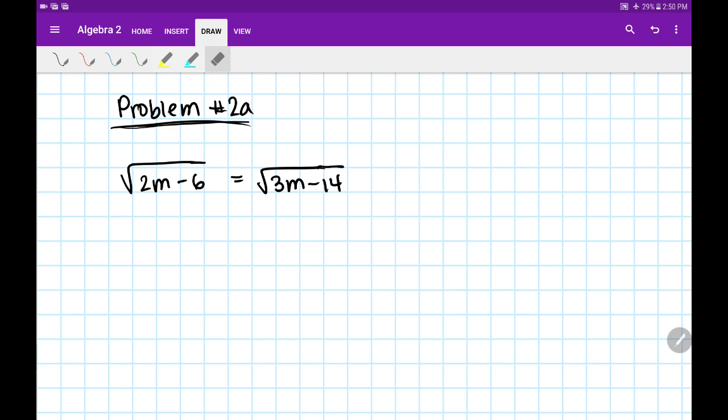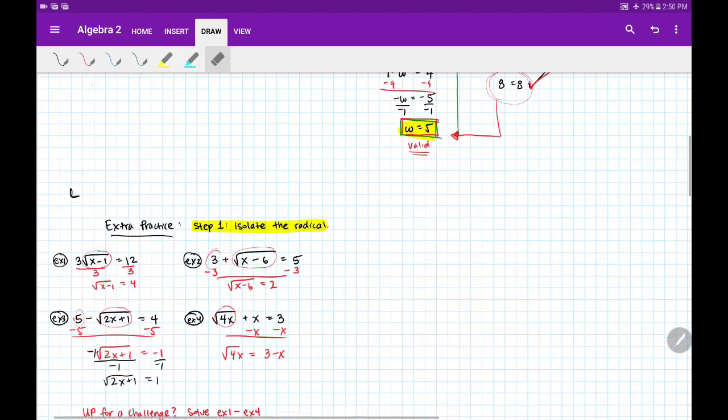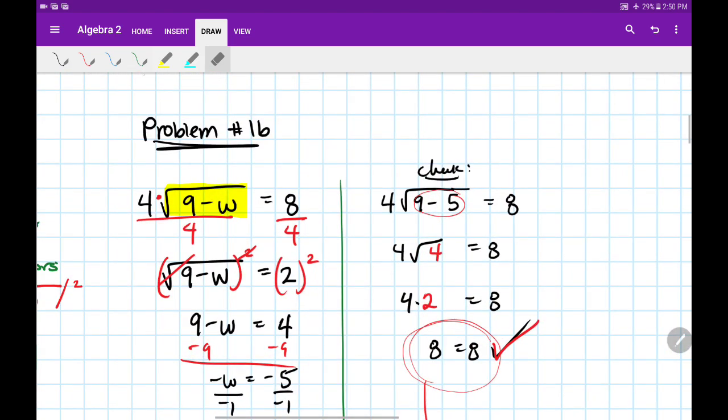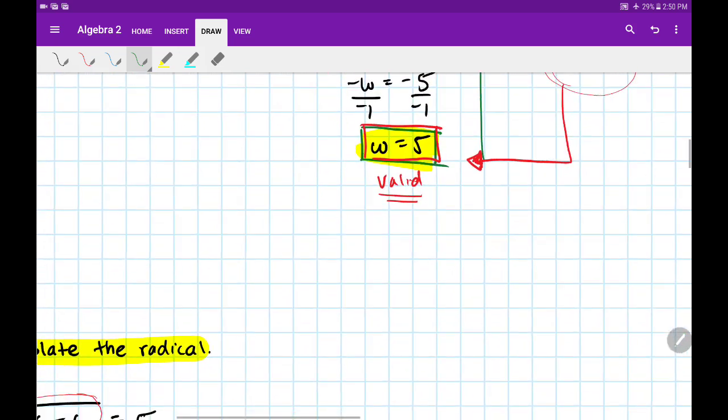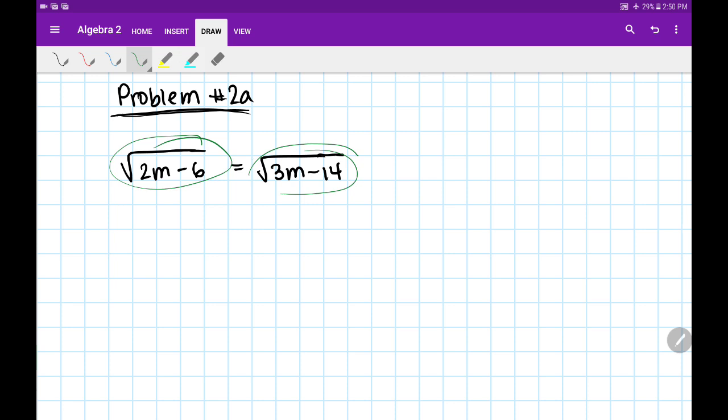So problem 2a is a little different because if you notice, all the examples we've done so far only had one radical, or one square root. Now we've got 2 of them, one on each side. So it doesn't really make sense to isolate a radical since there's not just one to get by itself. But what we can do then is just skip to step 2, and we're going to square both sides right away. So when there are 2 radicals, you just square both sides right away.